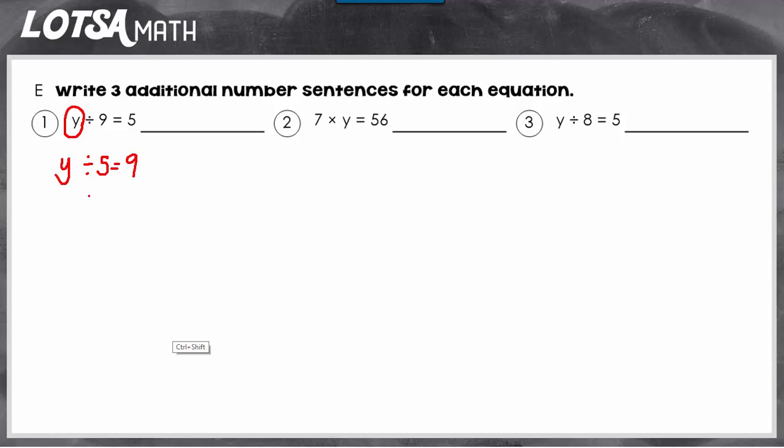And now we can do 2 multiplication sentences. So if y was at the beginning of a division problem, y has to be at the end of a multiplication problem. So then for this number sentence, we can do 5 times 9 equals y, or we could do 9 times 5 equals y. So let's look at another one.